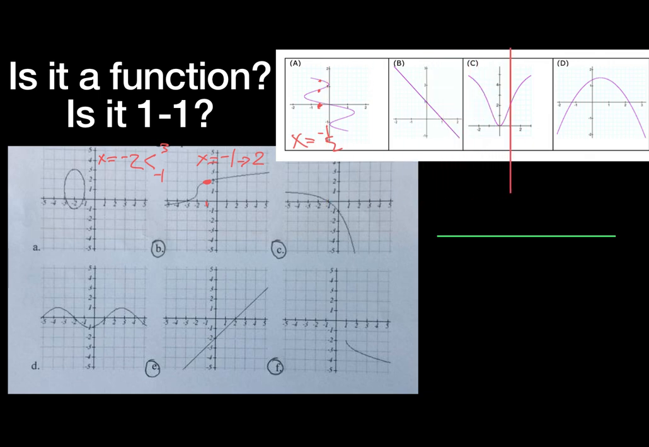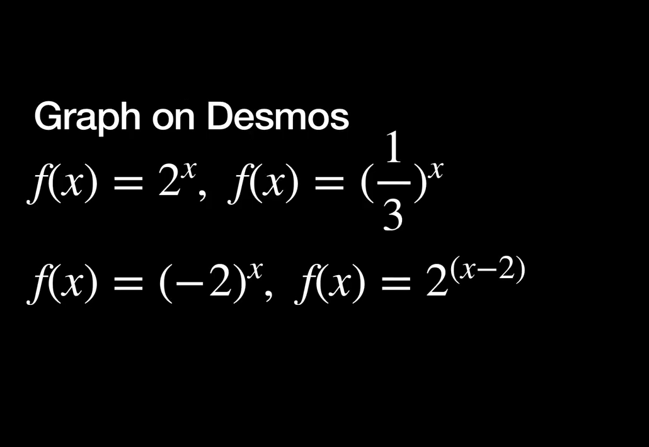All right, C is a function, not a one-to-one function, because it hits 2 different places. All right, so that's function and not a function. And then also, if it is a function, to know if it's a one-to-one function. All right, we're going to write those down.